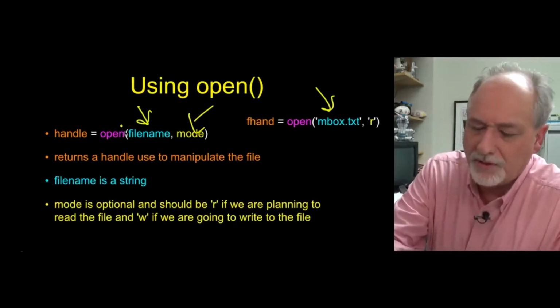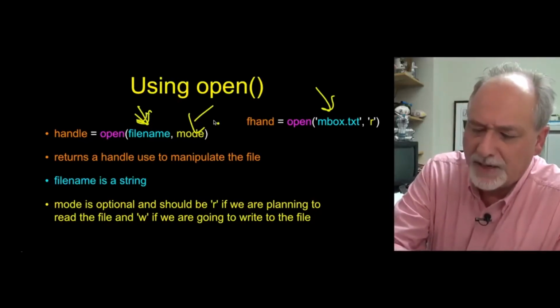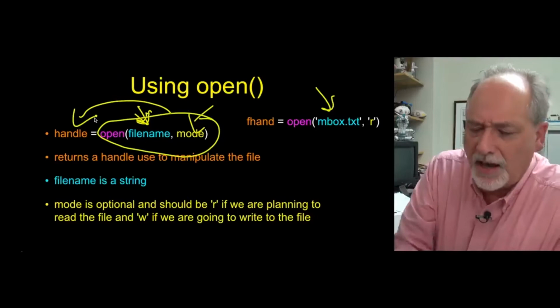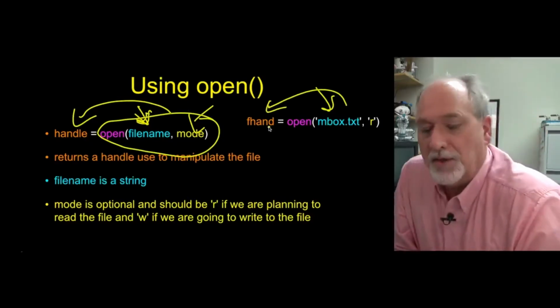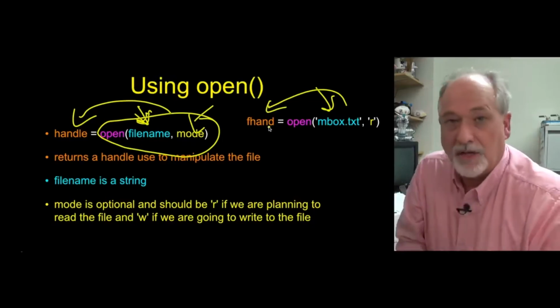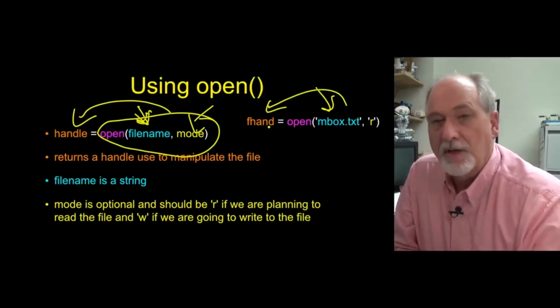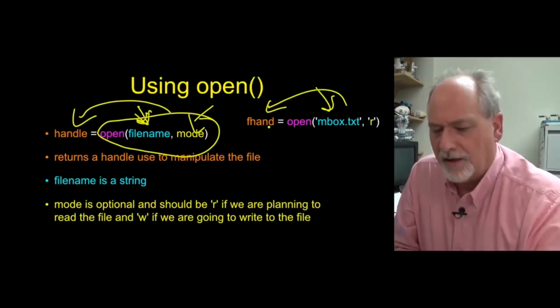And so with open you pass it a file, it gives you back this file handle, and then you have a variable in which you store it. I often call it fhand to be mnemonic. You'll see my code, I use fhand all the time to indicate that that is a file handle.